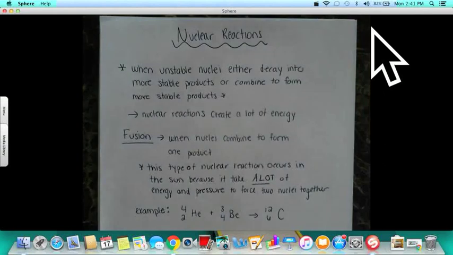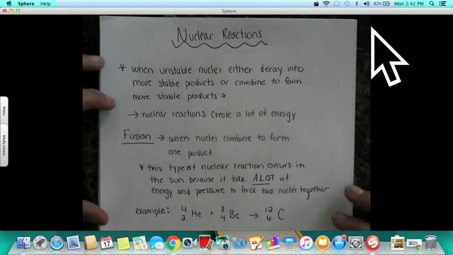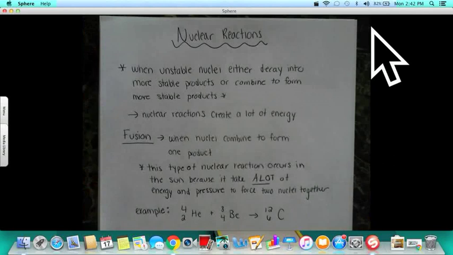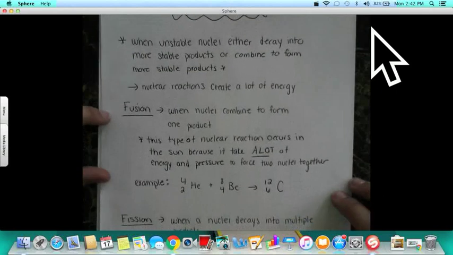Today we're going to talk about nuclear reactions. So a nuclear reaction is when we have unstable nuclei and either they decay into more stable products or they will combine with each other to create more stable products. Nuclear reactions occur in two different ways, but both ways create a lot of energy.